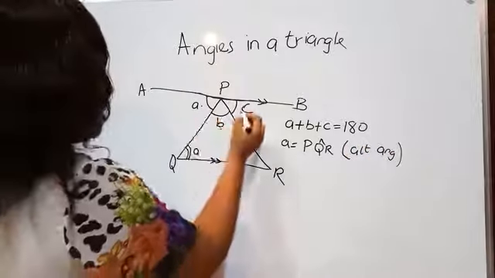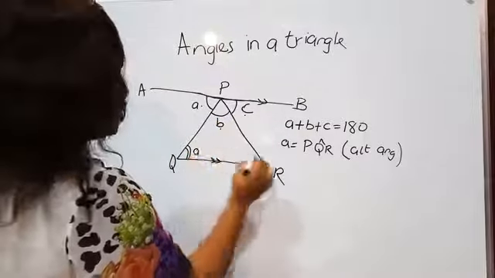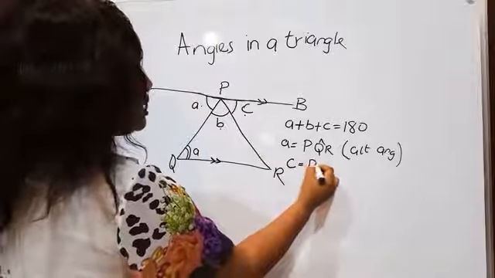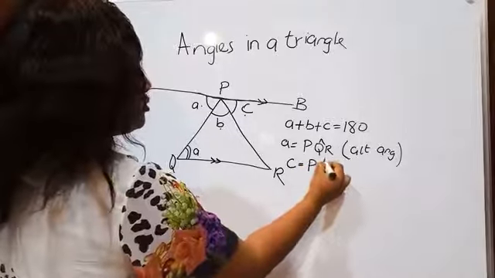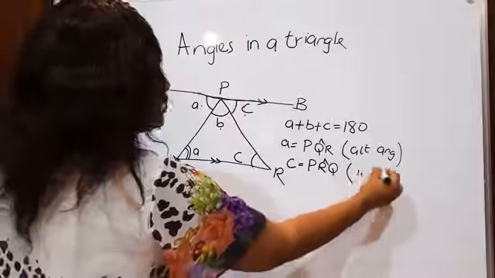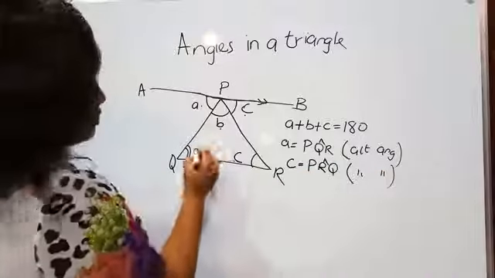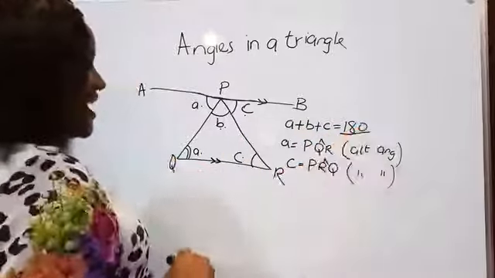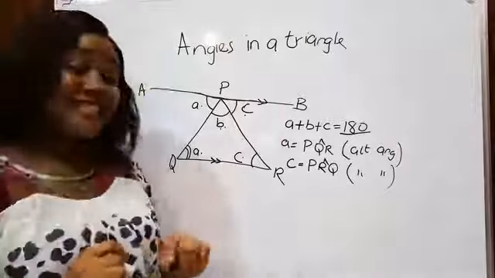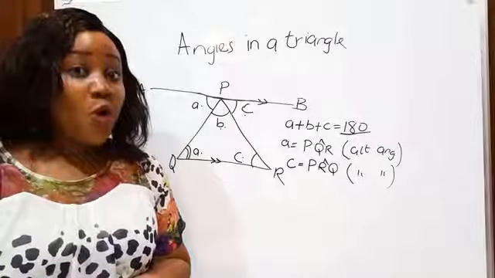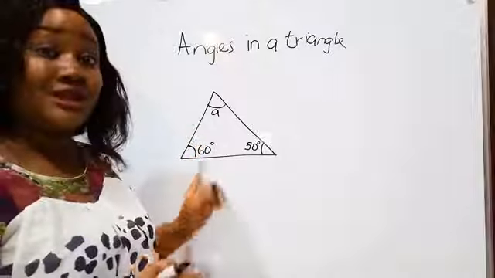And we have our angle C equals PRQ, and it's the same reason: they are alternate angles. And we've said before that A plus B plus C equals 180. And so, my dear friends, this is the proof that the sum of angles of a triangle equals 180 degrees.